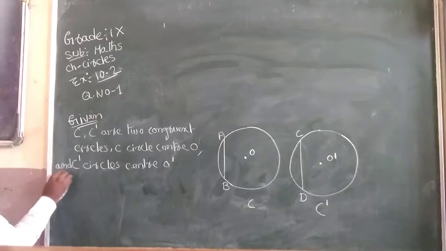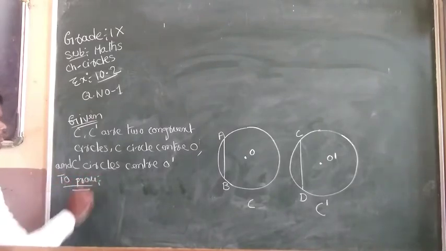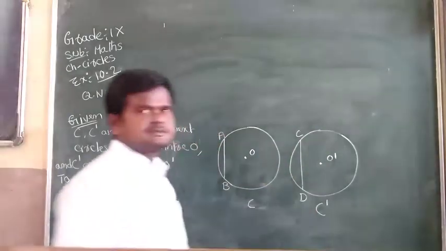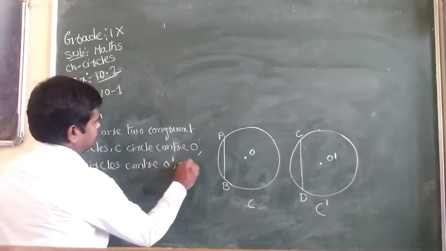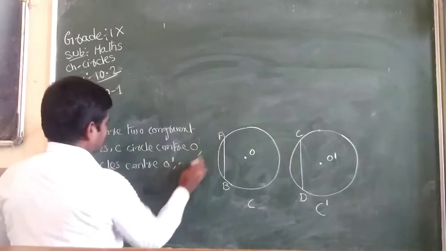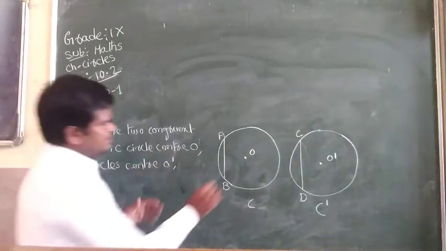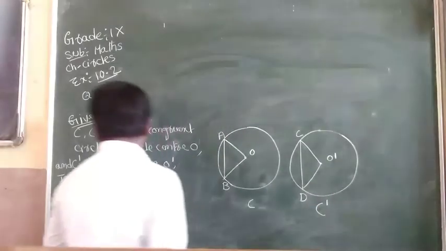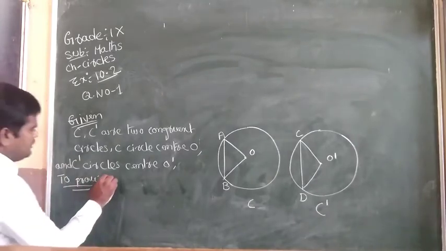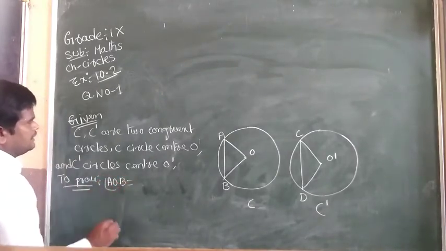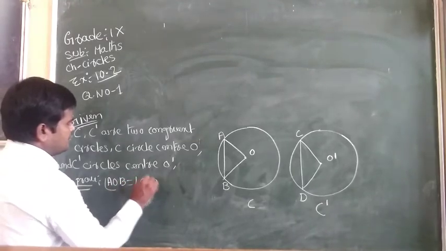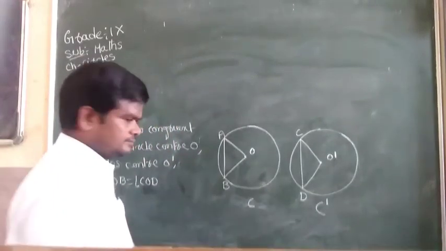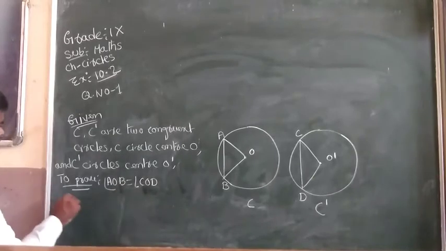To prove: join OA, OB, O dash C and O dash D. So here, to prove angle AOB equal to angle COD. So to prove these two angles equal, here is the proof.